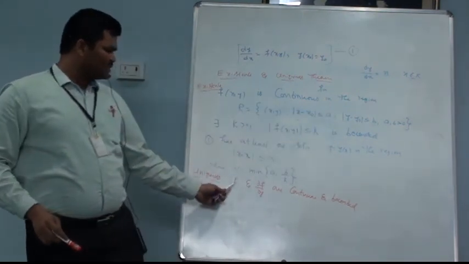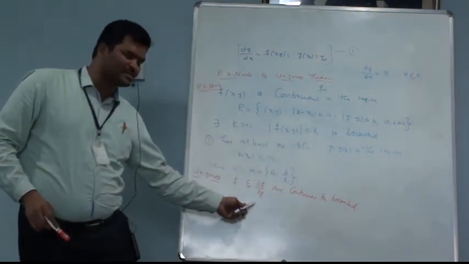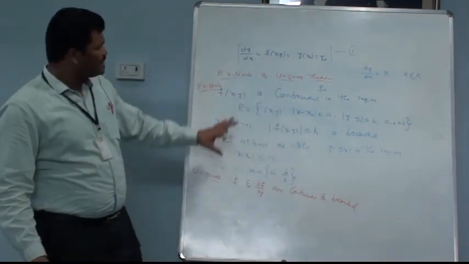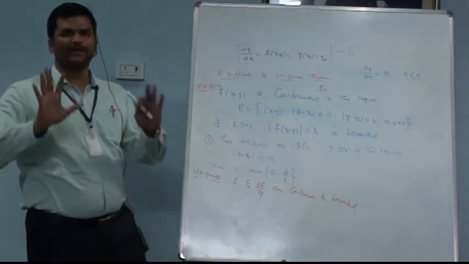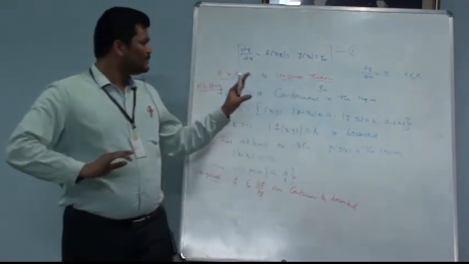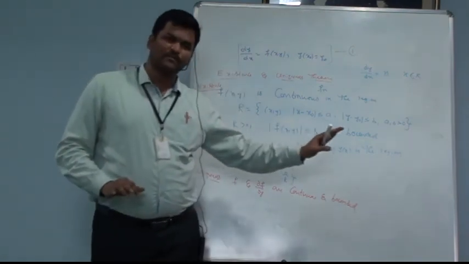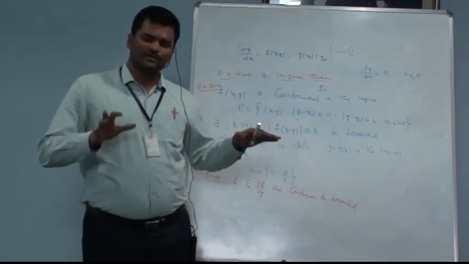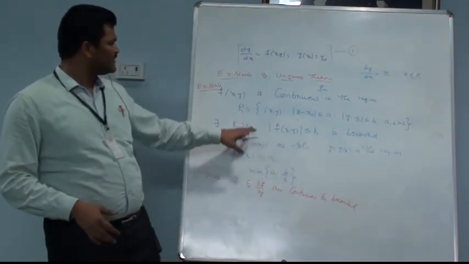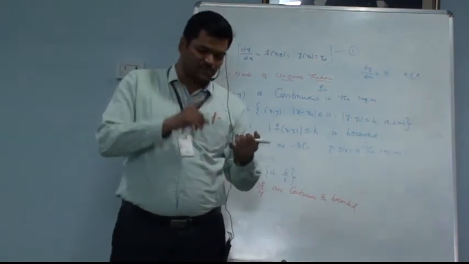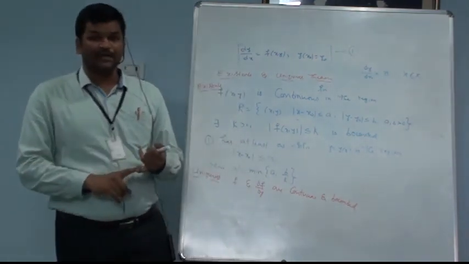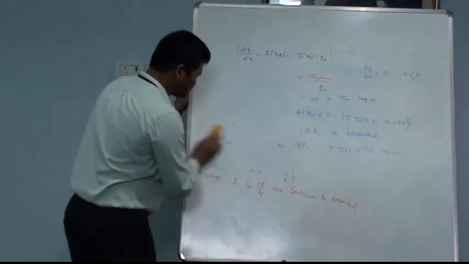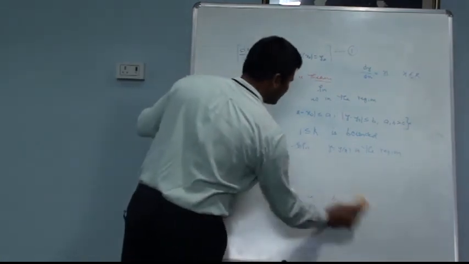In the existence theorem, f is continuous and bounded, and another condition is dou f by dou y is also continuous and bounded. Everything is set. When these two conditions are satisfied, definitely the initial value problem has a solution, and it has a unique solution. Let us see some examples so that we can understand more.